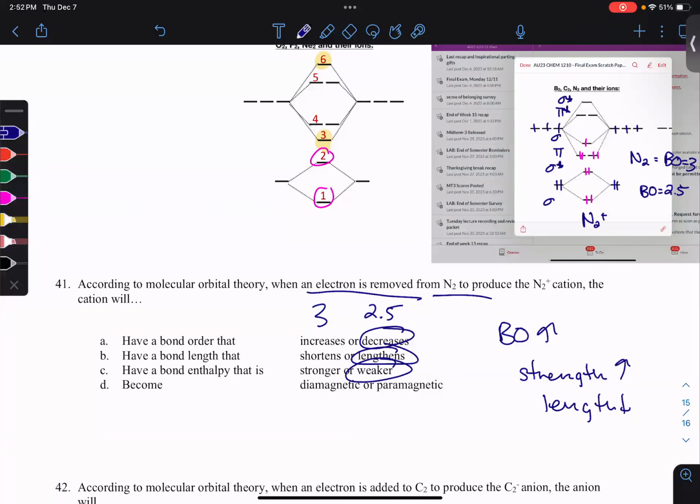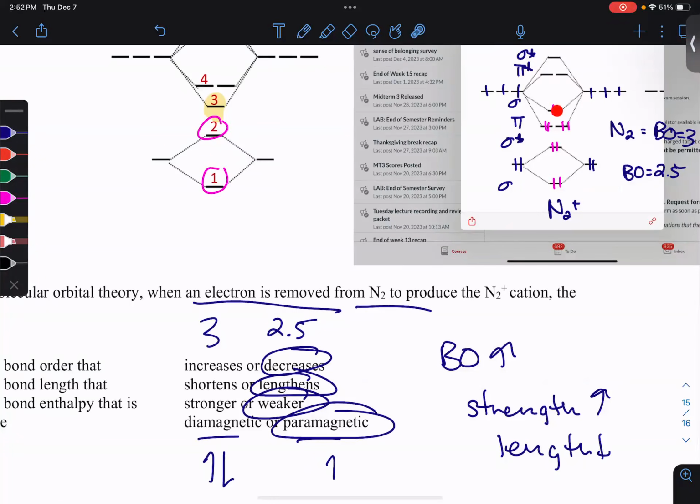And then finally, the cation is what? Diamagnetic or paramagnetic? Para. Diamagnetic means everything is spin paired. Paramagnetic means you have at least 1 electron that's unpaired. And so that would be this electron right here. I know I didn't draw the spins, but recognize that if there's 2 in an orbital, they must be spin paired.